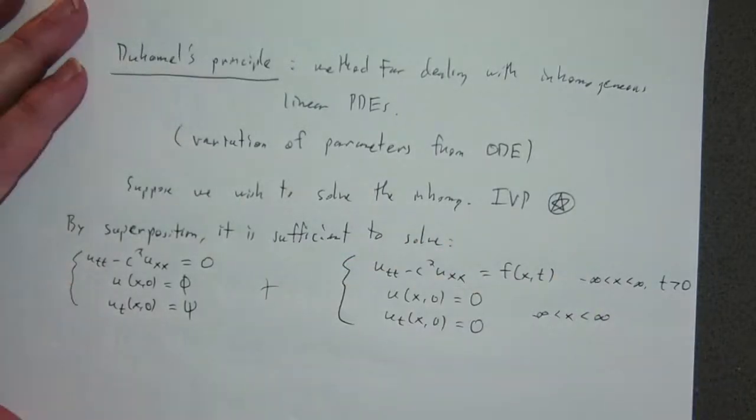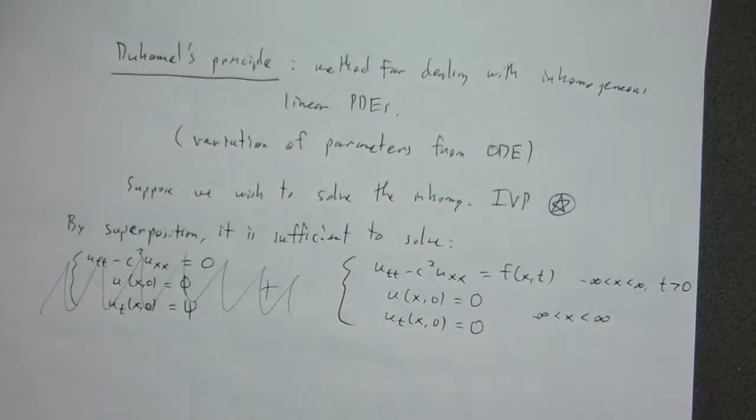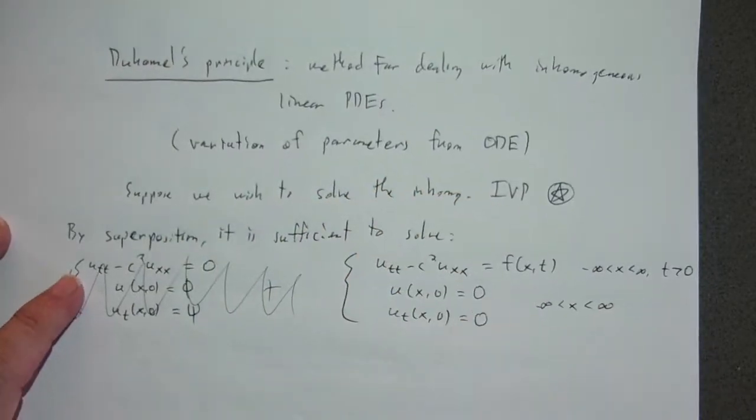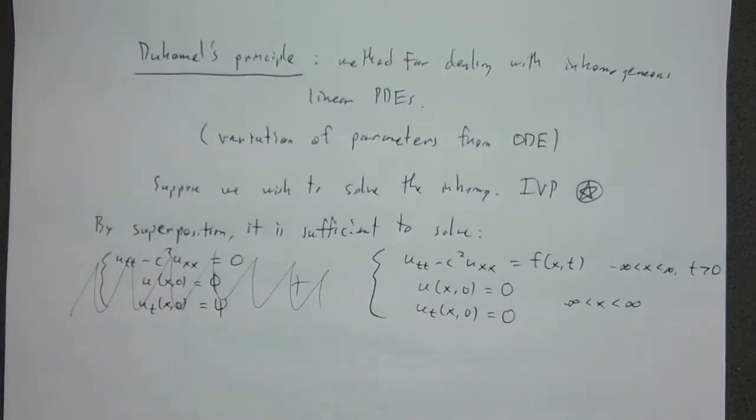Since I already know how to solve this, I don't need to worry about that. So all I need to do is solve this one, right? This is a simpler thing. I have 0 initial conditions here, so this is a simpler thing to solve. Okay. And so, now what?